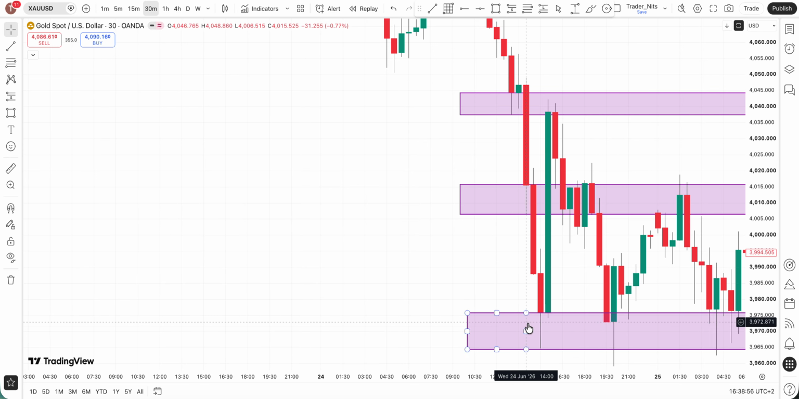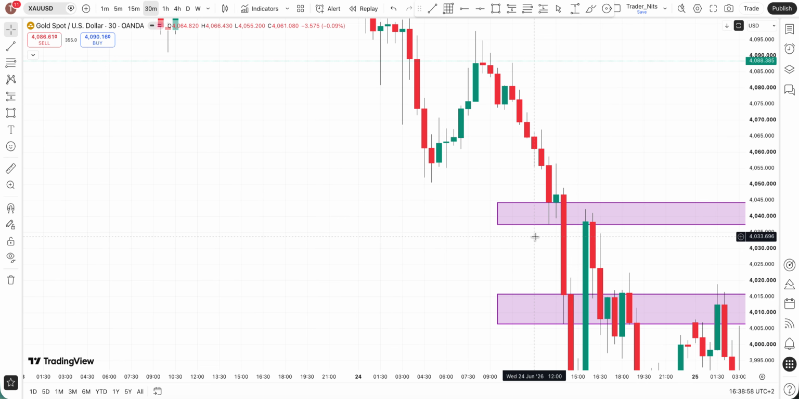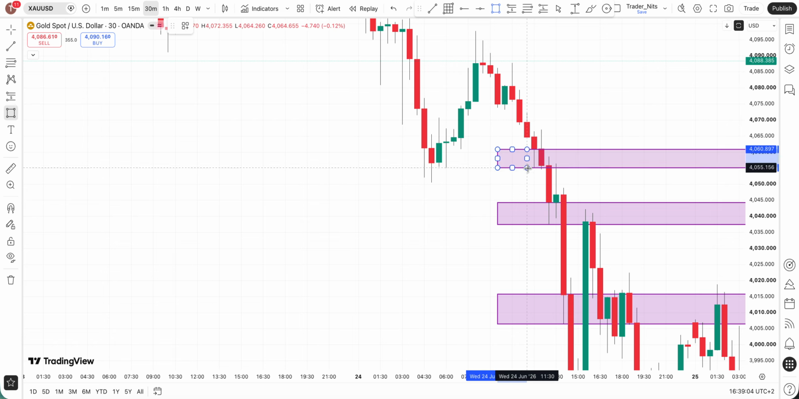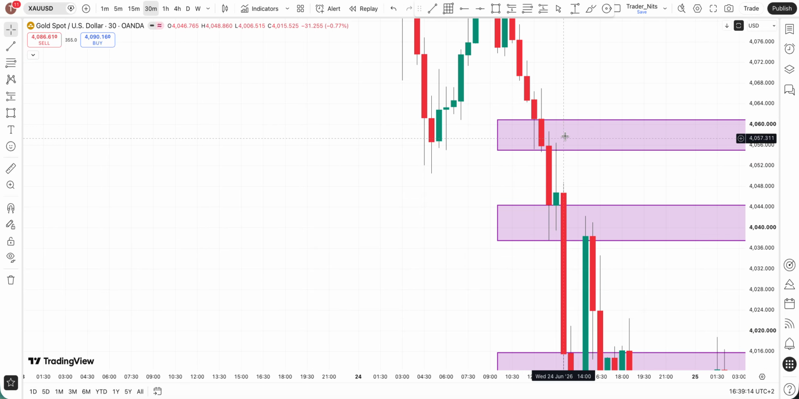So I marked one, two, three, and this is also a wick, this is also a level. You mark this level, and see, the price came back into this level and rejected this area, came back into this level and rejected this area. You could have sold here.